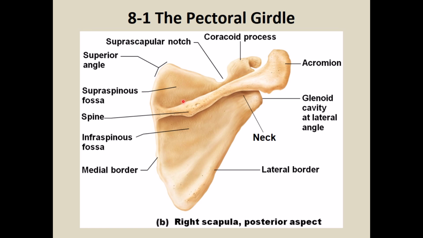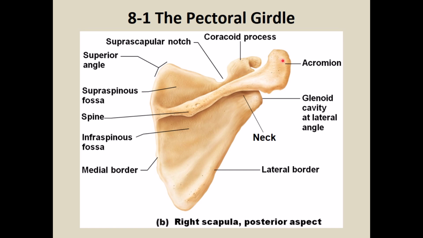So this is the posterior view, and it has two fossae. One is called the supraspinous fossa, and this is where the supraspinatus muscle attaches. And this one is called the infraspinous fossa, this whole area, and that is where the infraspinatus muscle attaches. So the posterior surface is divided into these two fossae by this bony structure, which is called the spine. And the spine continues laterally and then ends up with the acromion. So again, you can see the acromion is higher than the coracoid.